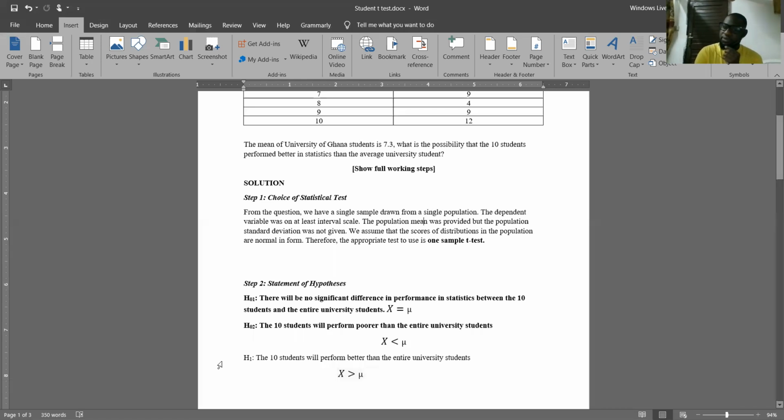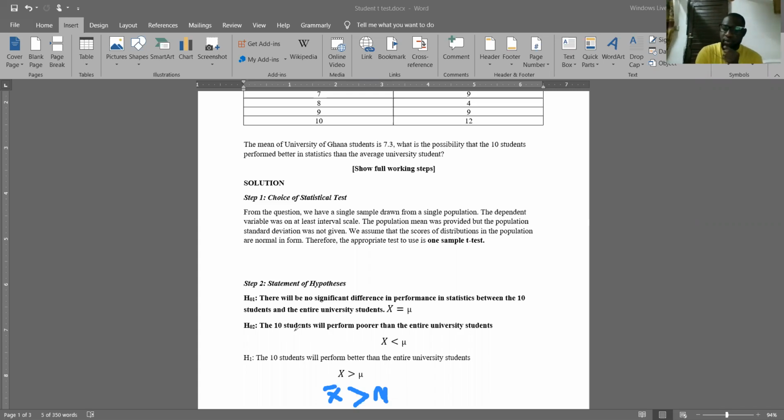So here comes the case. We emphasize that the 10 students perform better. So it means we are indicating that the sample mean, which is X bar, and sorry, I couldn't get a symbol for the X bar, so the symbol is X with a bar on top, will be greater than the population mean. That will be for H1.